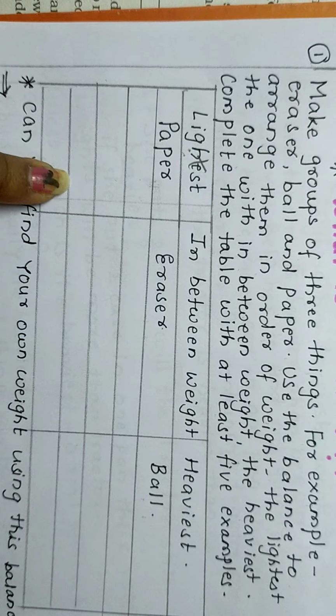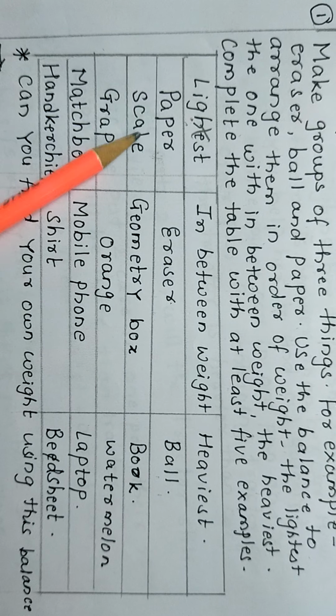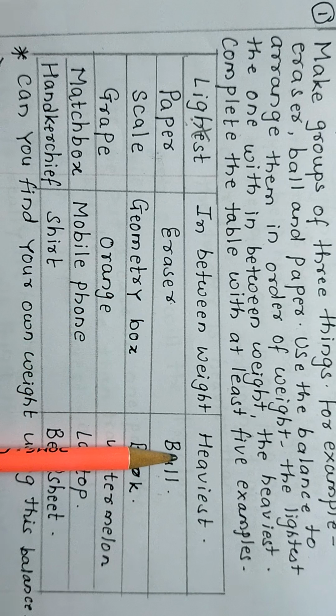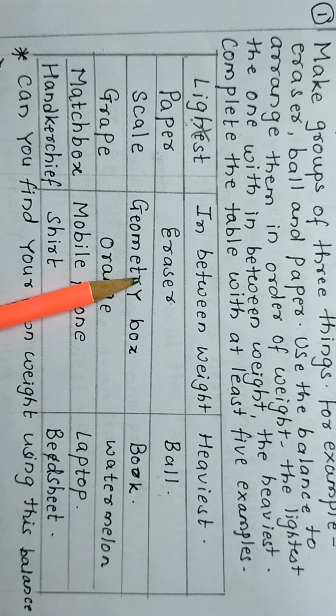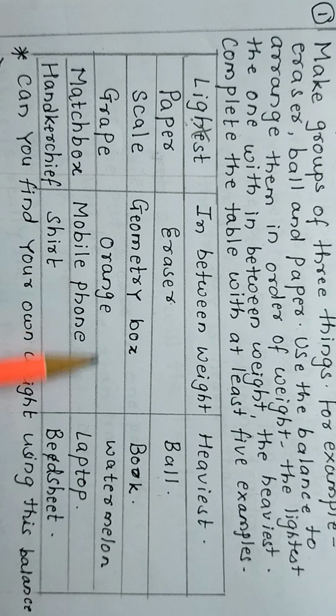So let's fill up this one. So here I have written paper, eraser, ball, scale, geometry box, book, grape, orange, watermelon, matchbox, mobile phone, laptop, handkerchief, shirt and bed sheet. Only one row is left here.